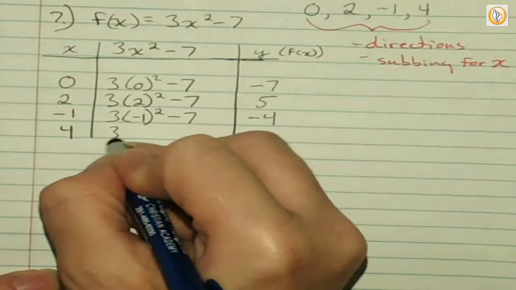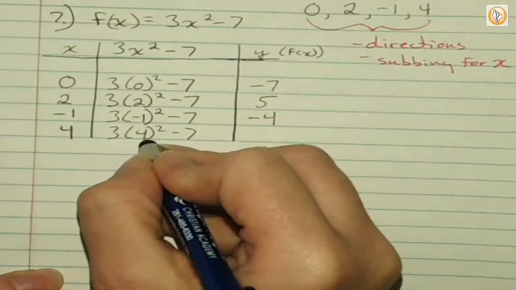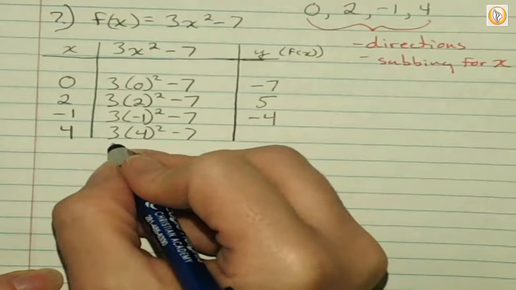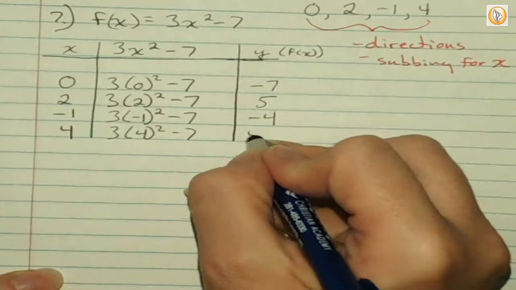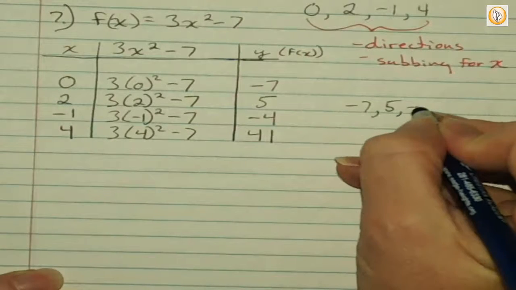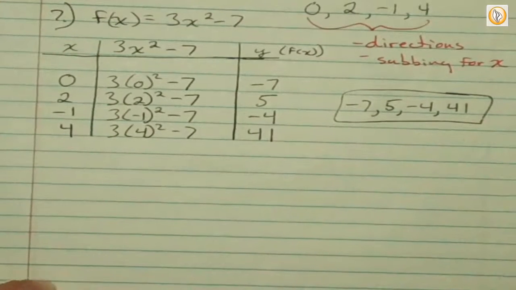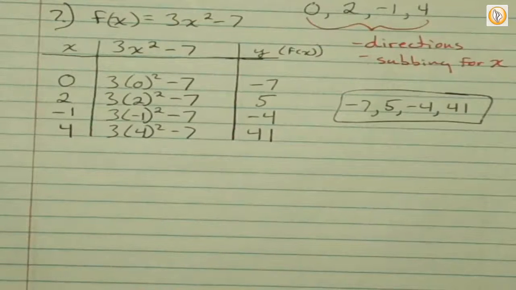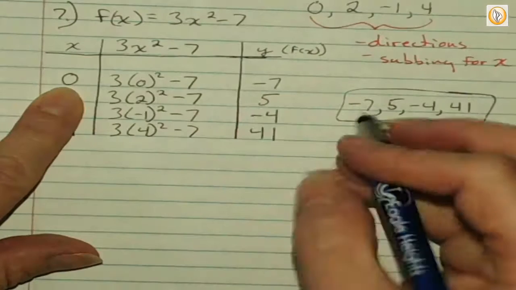All right. And Chat, 4 squared is 16. And then 3 times 16 is 48. Minus 7 is 41. So then your answer is negative 7, 5, negative 4, 41. No, you don't need to do that, at least not grabbing these. Because what are we doing here? These are ordered pairs.